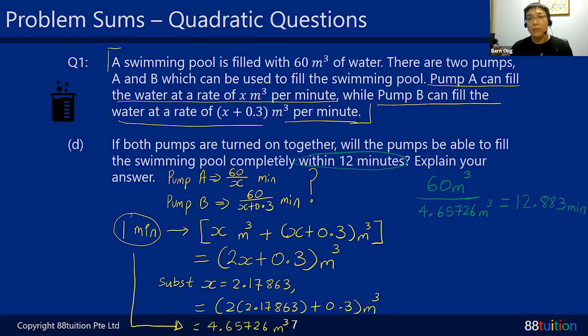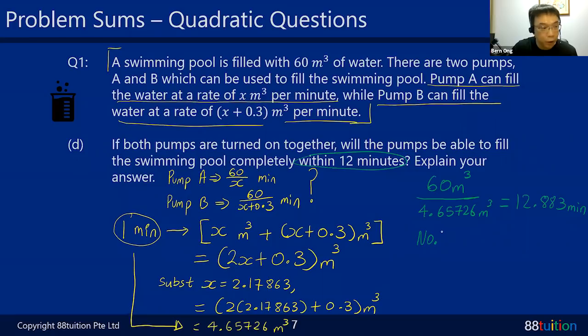So no lah. So this is like your theory kind of question. So probably down here, there's another 1 or 2 marks again. So sometimes it's not only 10 marks, you know. It can go up to 12 marks even. So is it worth doing? Yes. Is it worth getting correct? Yes, it is. So you need about 12.883 minutes. Can you fill it up in 12 minutes? Cannot. So down here you say no. Okay.